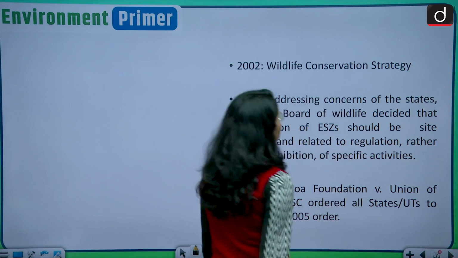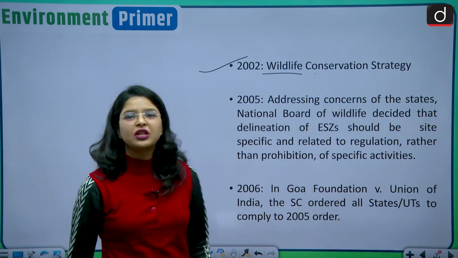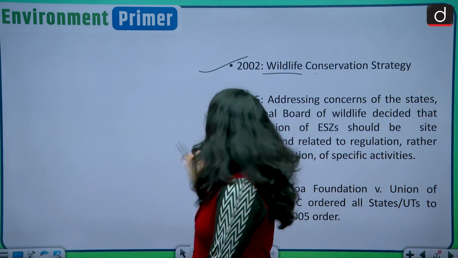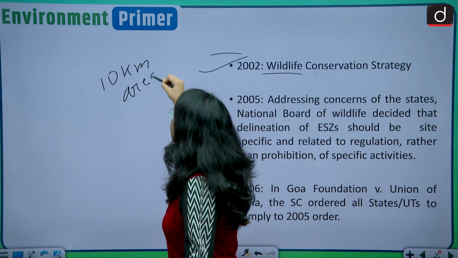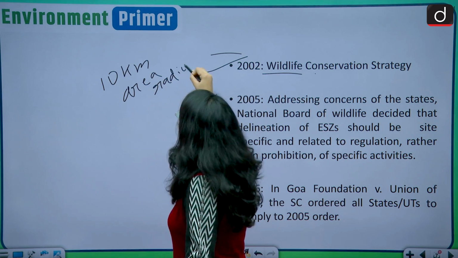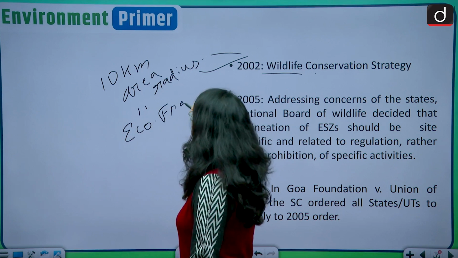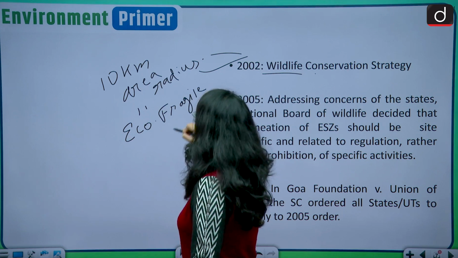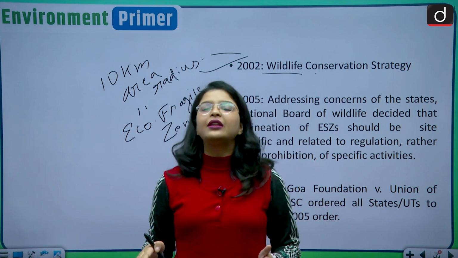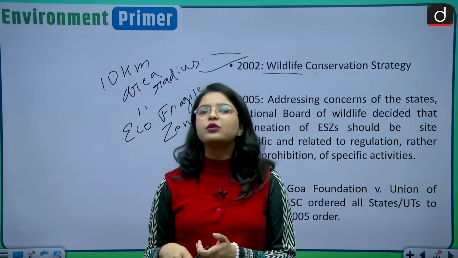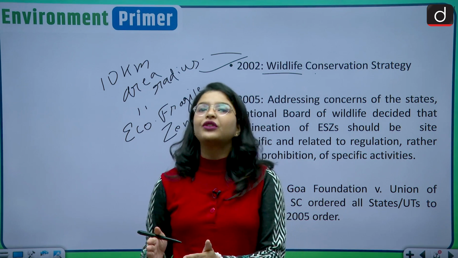The year was 2002, and in this year came the wildlife conservation strategy. This strategy talks about reserving a 10 kilometer radius as an eco-fragile zone. Basically, it talked about reserving an area within a 10-kilometer radius around the national parks and wildlife sanctuaries as well as the protected areas, considering them as eco-fragile zones.